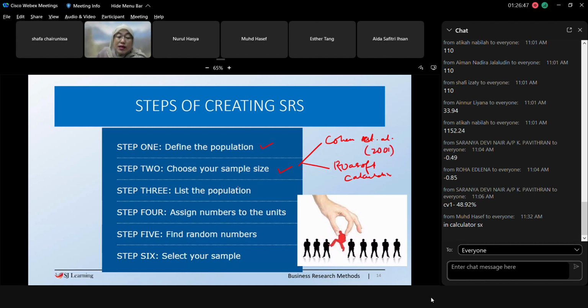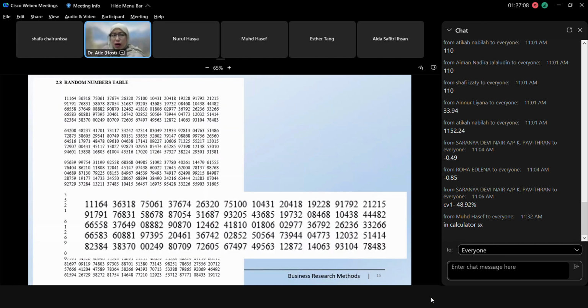Right. And then you list all the population. When it means list all the population, this is what we call the sampling frame. And then we start to assign numbers to the units, find the random numbers, select your sample. Right, so I will show you how to use the random numbers table.